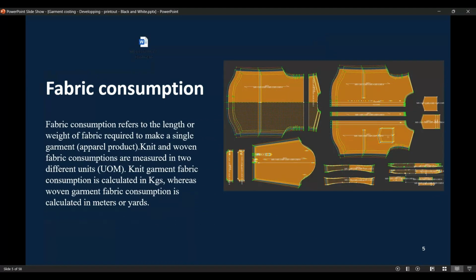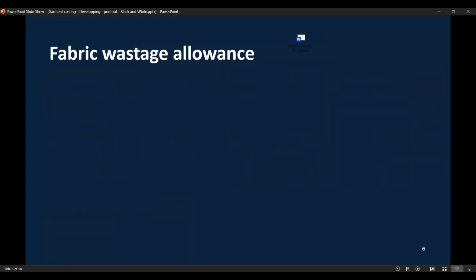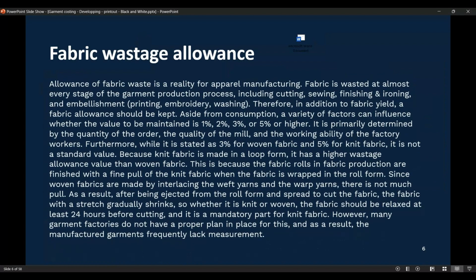Fabric consumption. Fabric consumption refers to the length or weight of fabric required to make a single garment, apparel product. Knit and woven fabric consumptions are measured in two different units, UOM. Knit garment fabric consumption is calculated in kilograms, whereas woven garment fabric consumption is calculated in meters or yards.